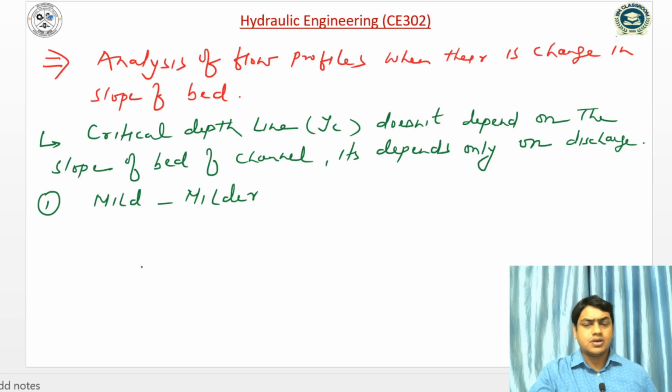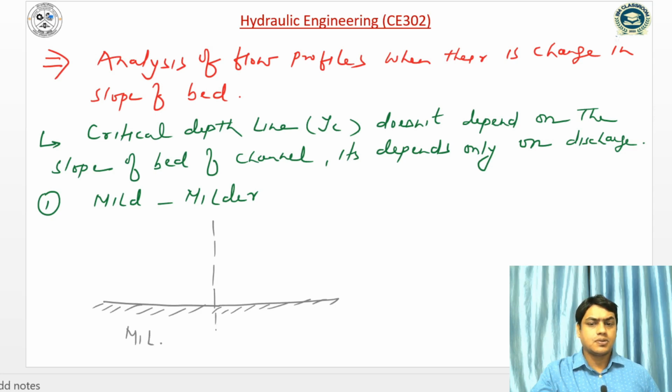Let us first discuss where the slope of the mild is greater as compared to the milder. Let us make this the mild and then milder, and this is the mild slope, and this is the control section. This slope is mild and this is milder, and the critical depth line will be the same. So this is the critical depth line.